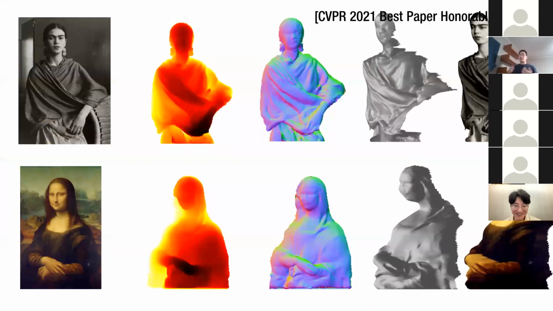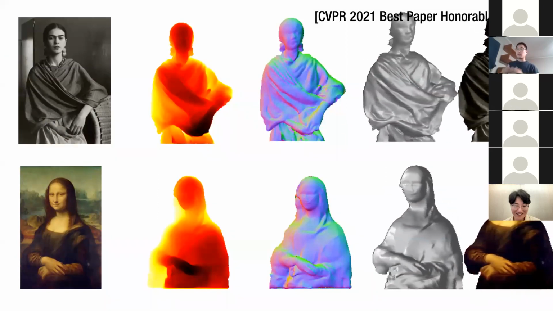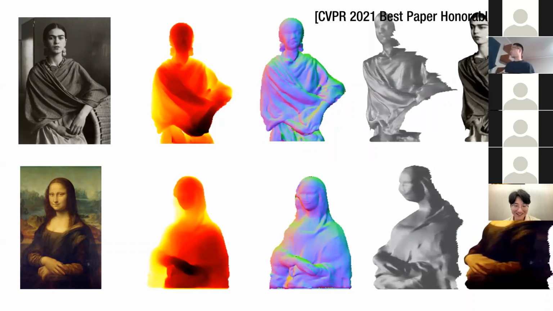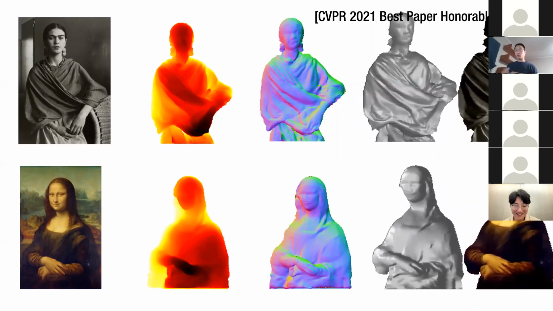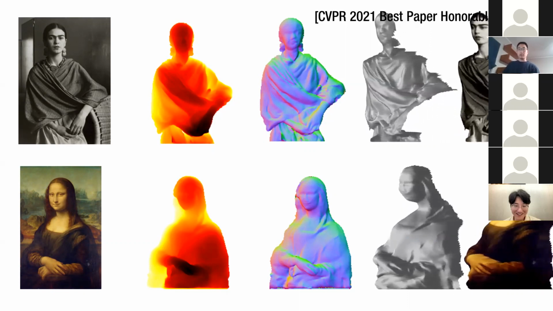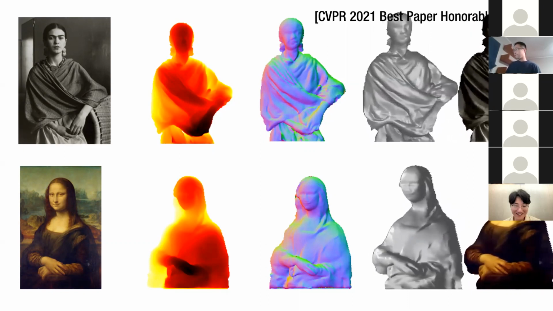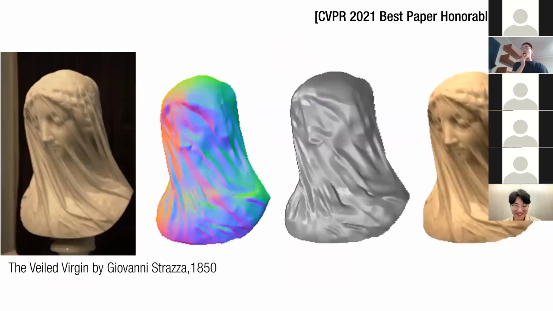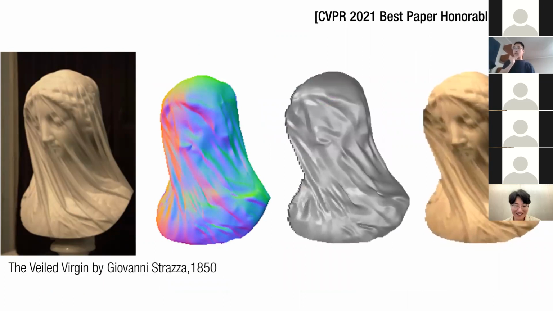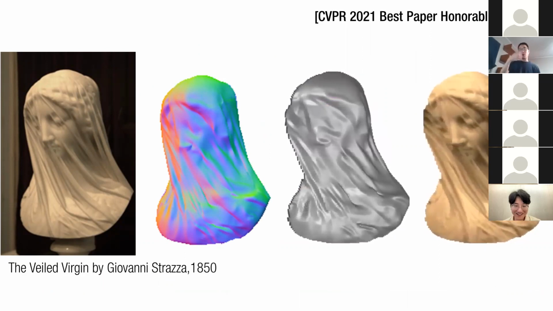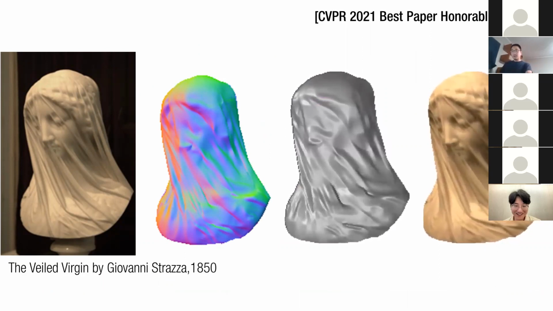We can reconstruct a grayscale image of Frida Kahlo that captured the drapey shoulder dress. And we can even see the Mona Lisa painting in 3D space. And this is my favorite example, a statue image, where we can reconstruct the underlying facial geometry over this veil.